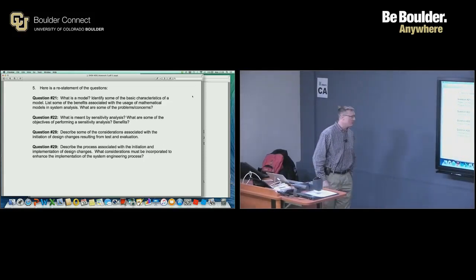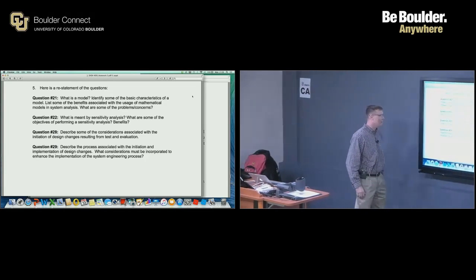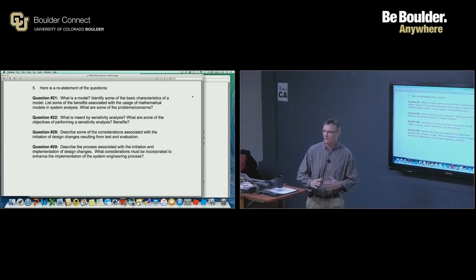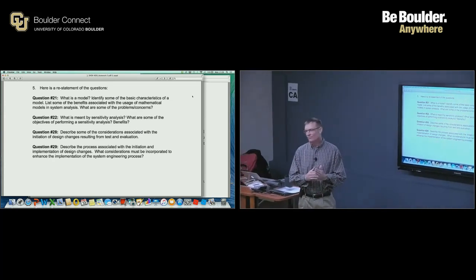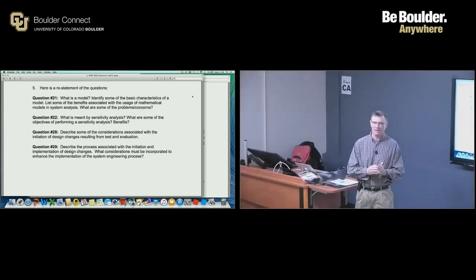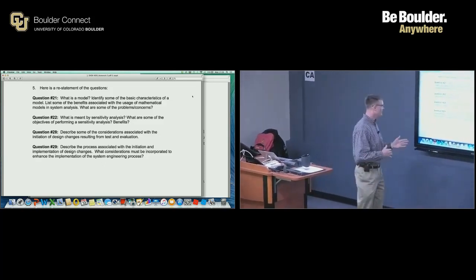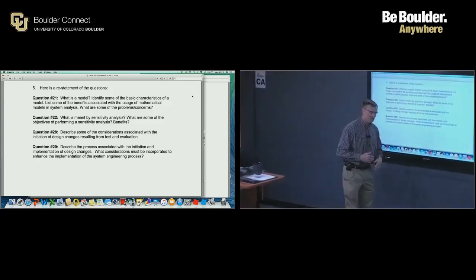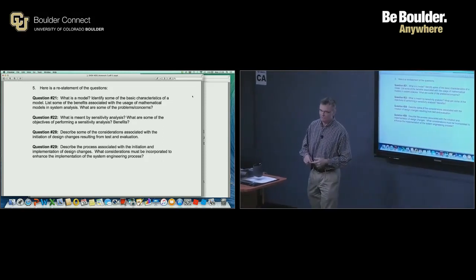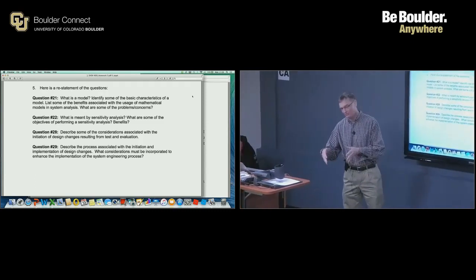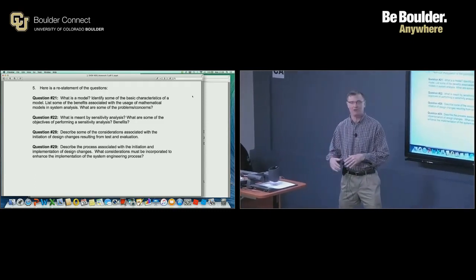Number 29 was describe the process associated with the initiation and implementation of design changes. So a little bit about the process. Systems engineering is all about the process. Any thoughts on that? Change management was probably talked about in there. So if you're making design changes, it needs to be documented. You need to know how to get back to where you were before you made the change in case the change doesn't have the desired outcome.